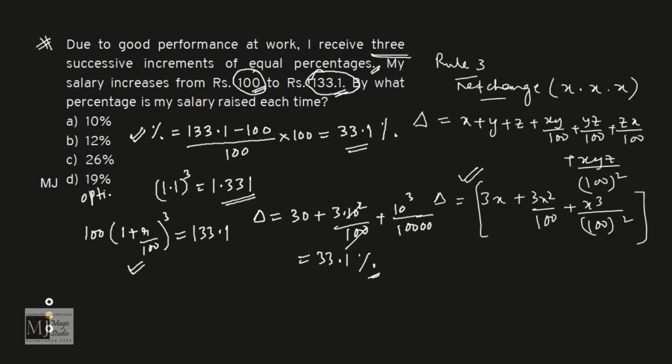But yes, I'll again opt for option usage. I'll try to put in options. Maybe I have taken 12, and once I have taken 12, maybe I'll end up getting a result which is more than 33.1%, obviously. So very easily I can opt for 10. If I have taken 19, then the value is more than 133.1, or the value is more than 33.1%, obviously I need to work it out with the smaller percentage.